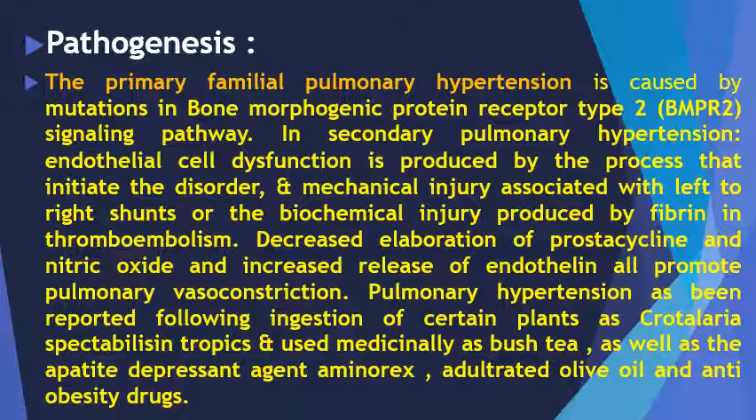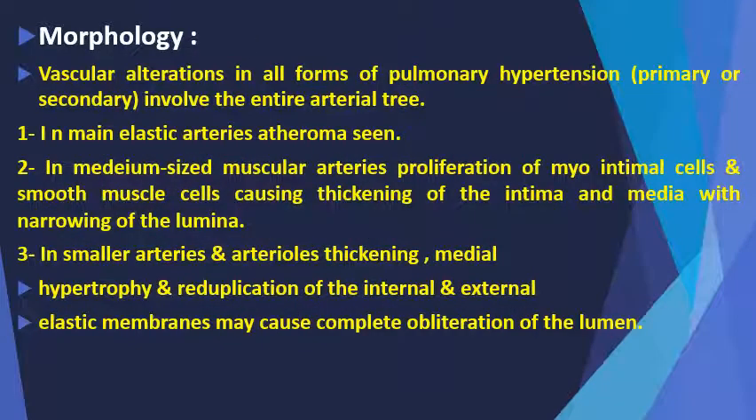There are certain plants, the ingestion of which, sometimes used as bush tea, also leads to pulmonary hypertension. Some medications and drugs, such as Aminorex or olive oil and anti-obesity drugs, also contribute to the pathogenesis of pulmonary hypertension.